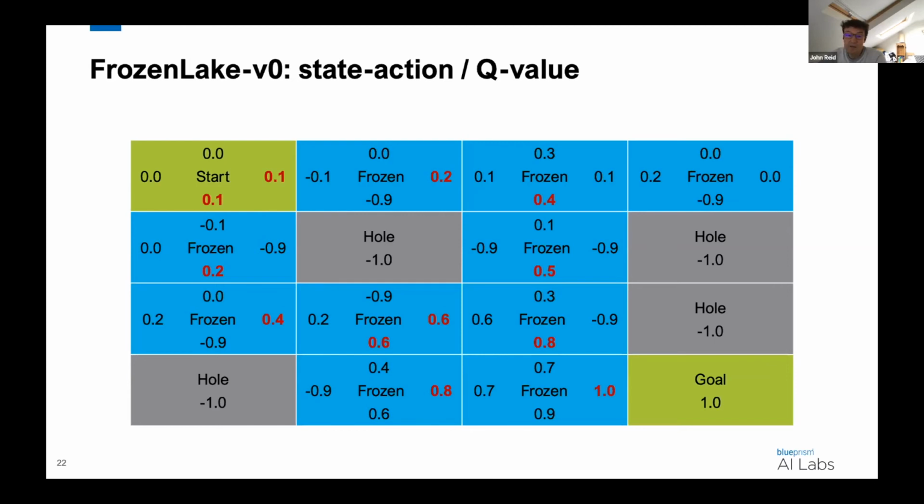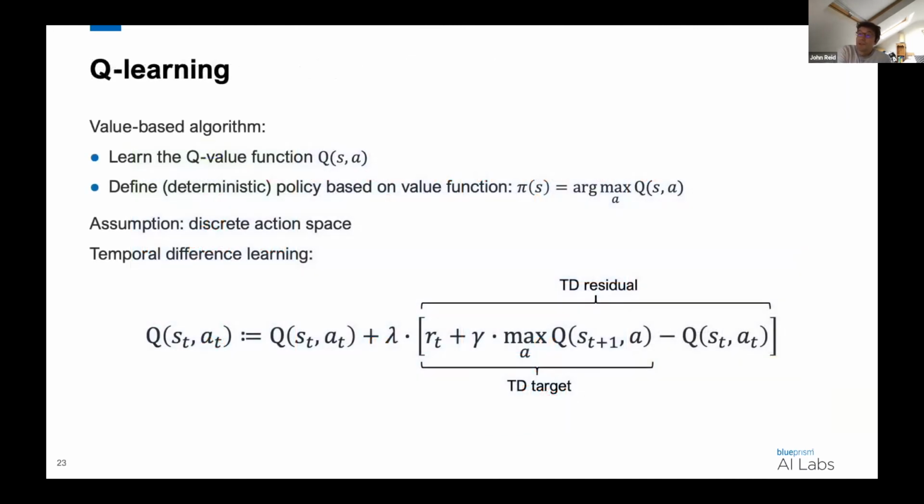The problem is, how do we get to a situation where we've estimated these Q values well? And that's where Q learning and temporal difference learning come in. So Q learning is a value-based algorithm, and it's going to estimate this Q value state action function that we've spoken about. One thing to note is that we need an environment with discrete actions in order to be able to take this argmax to define our policy. So that's an assumption that we need a discrete action space.